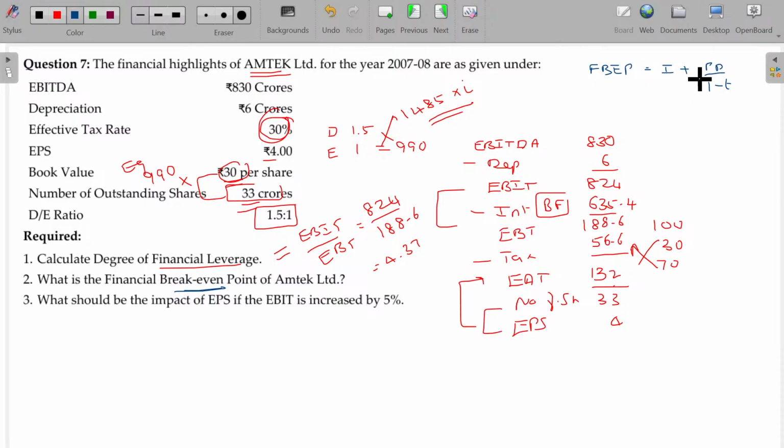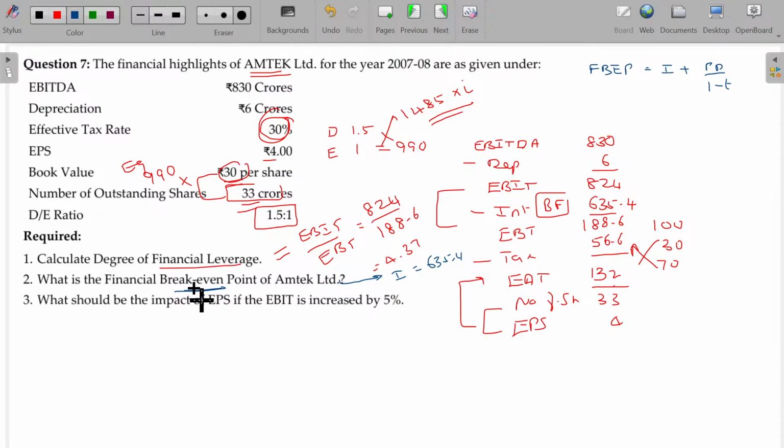So here we don't have the preference dividend. So here the financial break-even point is all about only the interest component. That interest is equal to 635.4. So your earnings before interest and tax should be 635.4. That's all. That's what the financial break-even point is about.